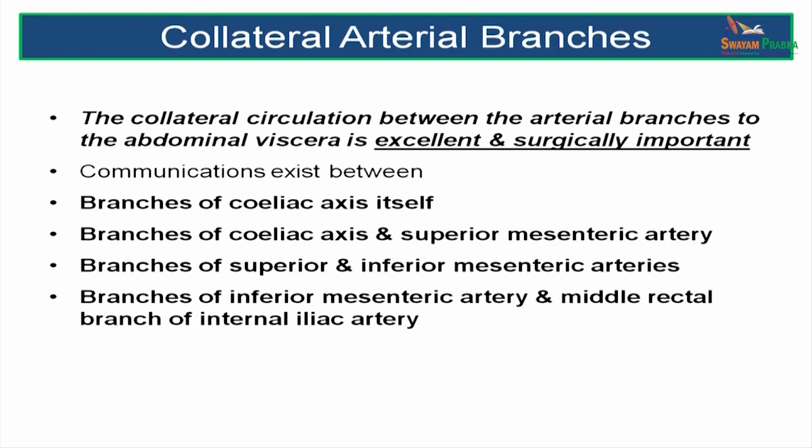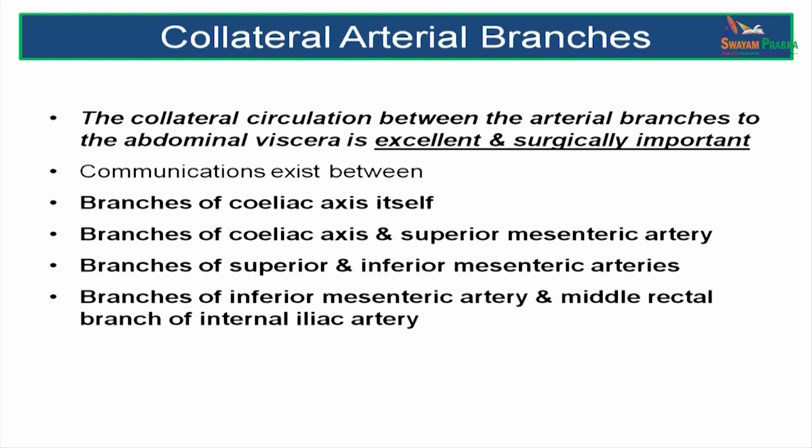Collateral arterial branches. There are a lot of variant patterns of branching in blood supply to the gastrointestinal tract, and collateral circulation is very important because if there is any surgery of the viscera, there can be anastomotic supply from other vessels if any vessels are compromised during the surgical procedure.